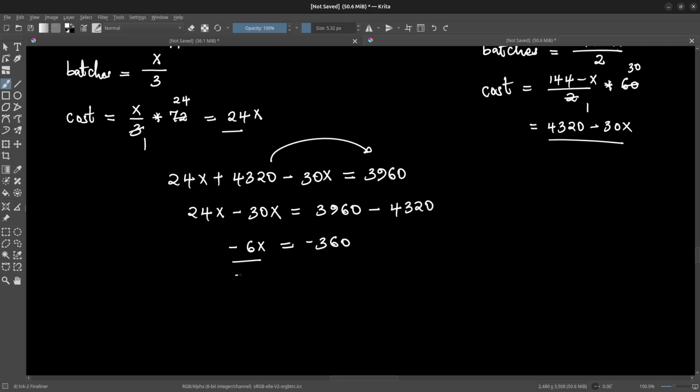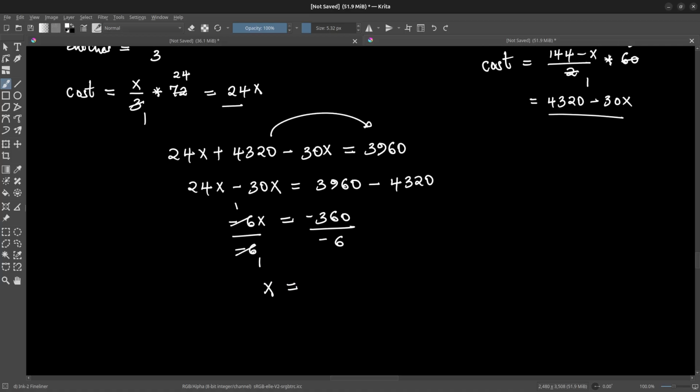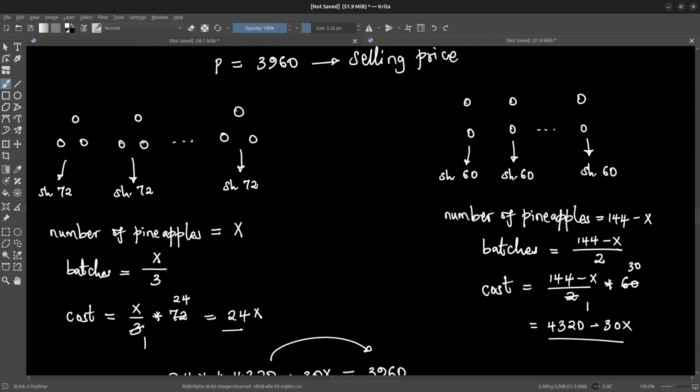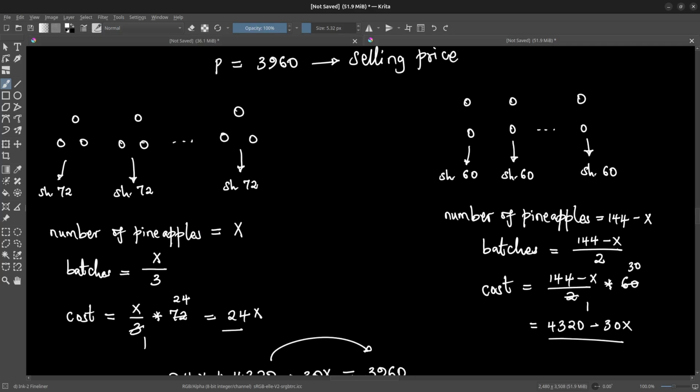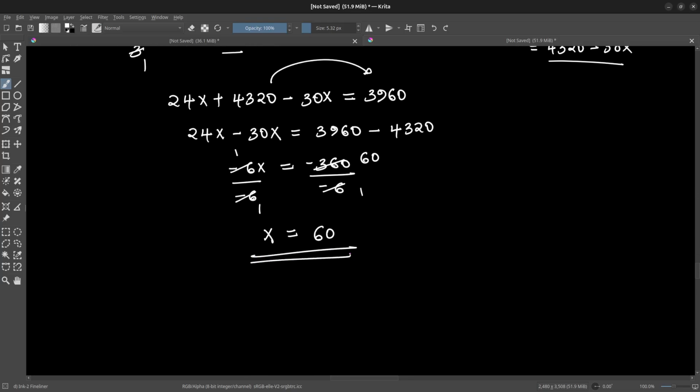Then to get the value of x, let's divide both sides by negative 6. On the left side, we are left with x, and negative 360 divided by negative 6 is going to be 60. So now we have our x is 60. Remember, x was the number of pineapples sold at 72 for every 3. And what was the question asking? The question was asking, calculate the number of pineapples sold at 72 for every 3. Meaning, x is our answer. So x is 60.